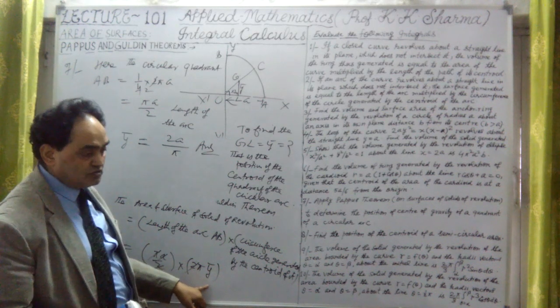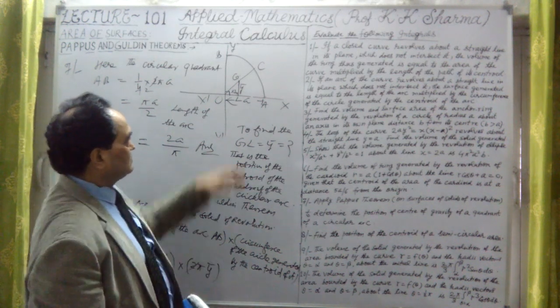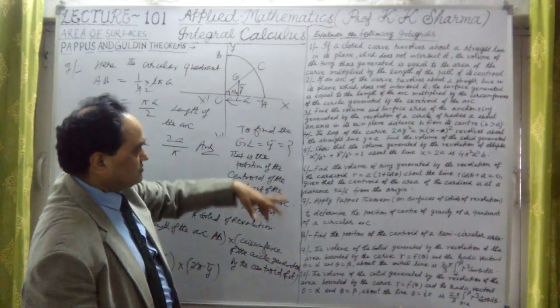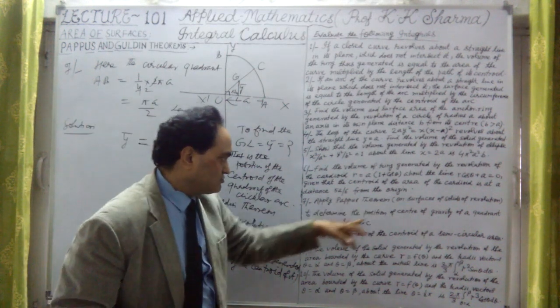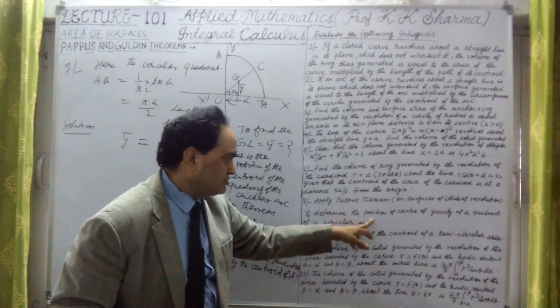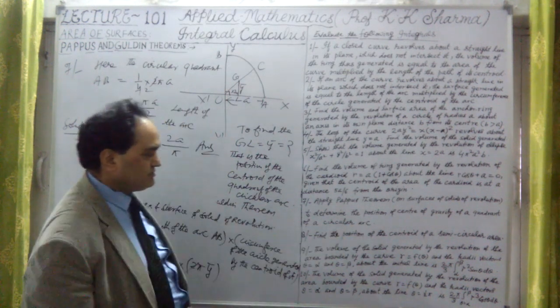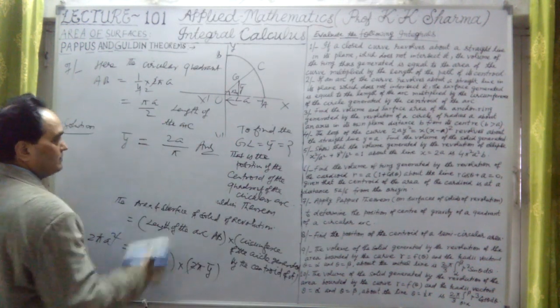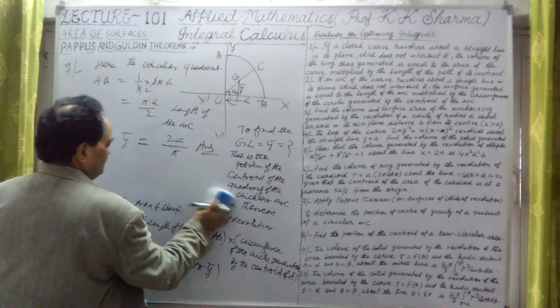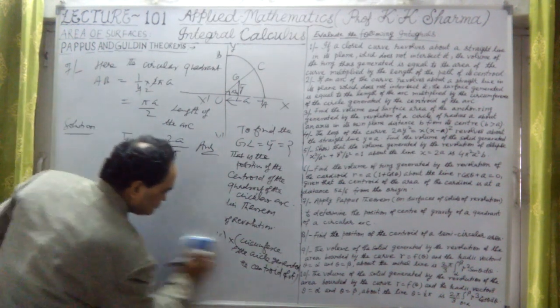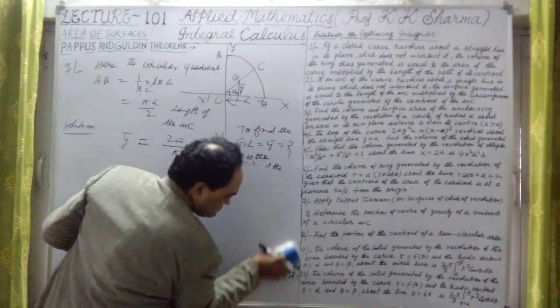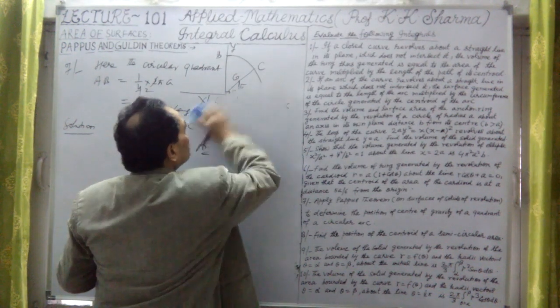Y bar is unknown here; we have to calculate the position of the centroid. Apply Pappus theorem to determine the position of the centroid, the center of gravity, of a quadrant of a circular arc AB. So this is y bar, 2a upon pi. That is the answer. Question number 7 we have done. Let me talk about the 8th question now.